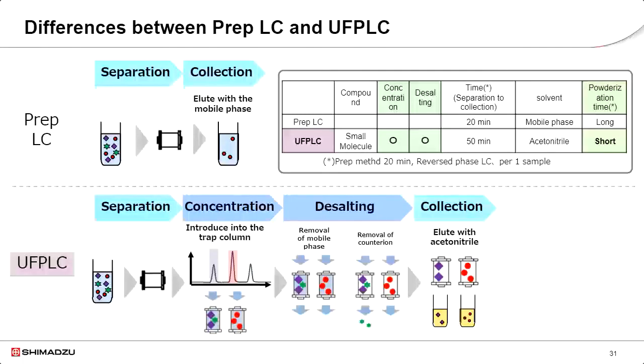Moreover, the process of separation, followed by concentration, can be repeated multiple times, enabling the retention of the separated components in the trap columns. This allows for the concentration of target components on the trap columns, which can ultimately be purified and collected all at once. Now, let's delve into 3 examples demonstrating the efficiencies gained by utilizing UFPLC.